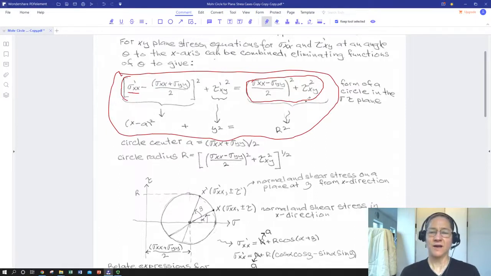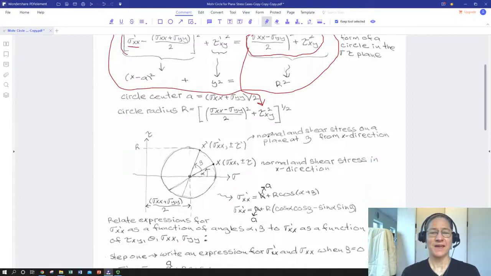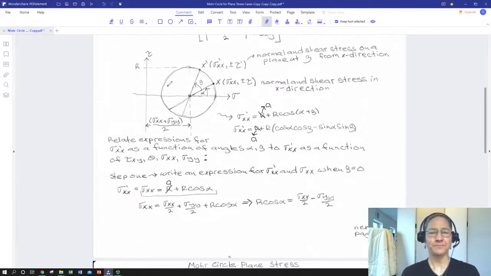And then our final term is the circle radius squared. So if we took the square root of this whole term, we would have the radius of the circle. Well, if you have a circle center and you have a circle's radius, you can plot it. And that's what we've done down here.